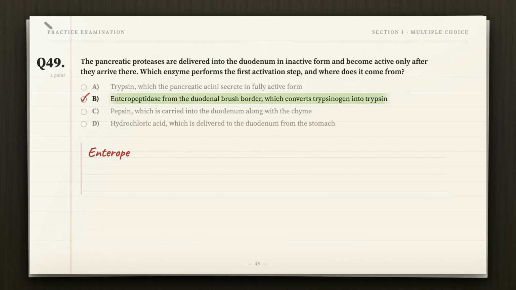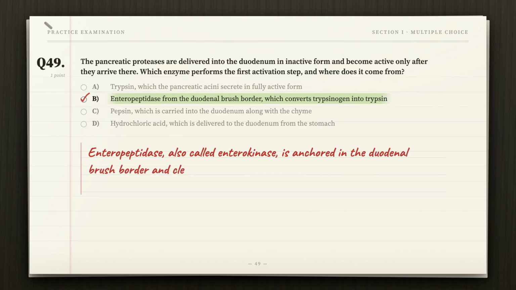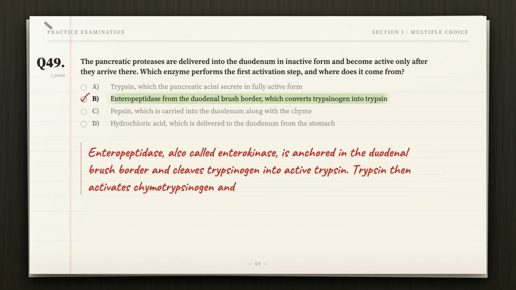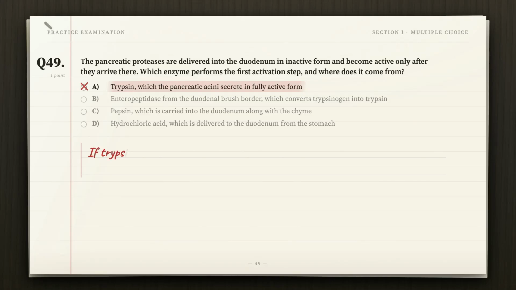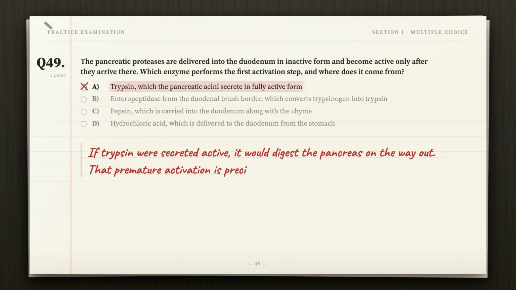B is correct because enteropeptidase, also called enterokinase, is anchored in the duodenal brush border and cleaves trypsinogen into active trypsin. Trypsin then activates chymotrypsinogen and procarboxypeptidase. So a single membrane-bound trigger located safely outside the pancreas starts the whole protease cascade. A is wrong because if trypsin was secreted active, it would digest the pancreas on the way out. That premature activation is precisely what happens in acute pancreatitis.